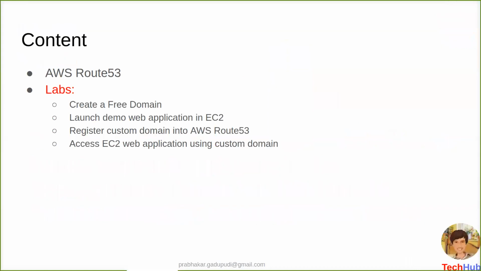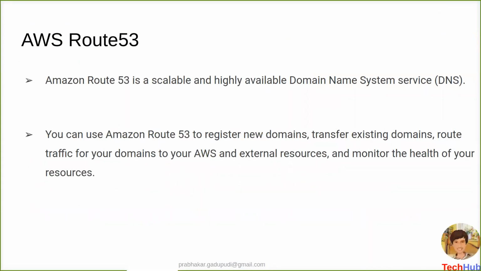Coming to a brief about Route 53, Amazon Route 53 is a scalable and highly available domain name system service. That's a DNS server. You can use Amazon Route 53 to register new domains, transfer existing domains, route traffic for your domains to your AWS and external resources, and monitor the health of your resources.